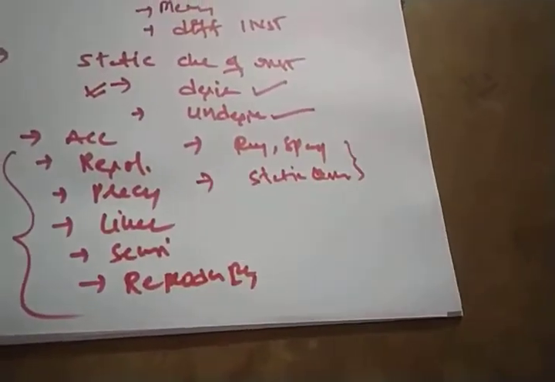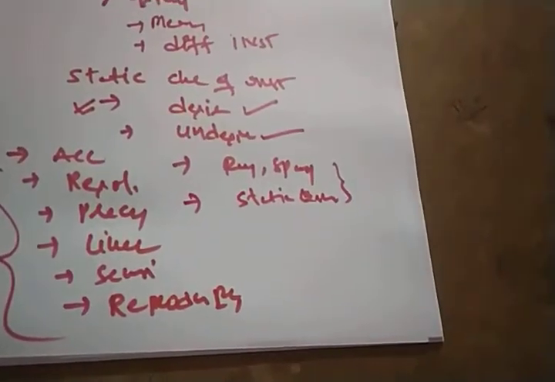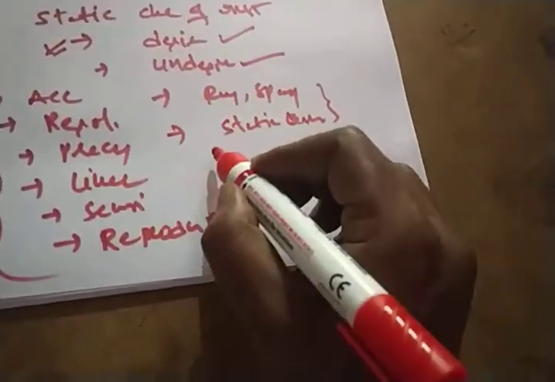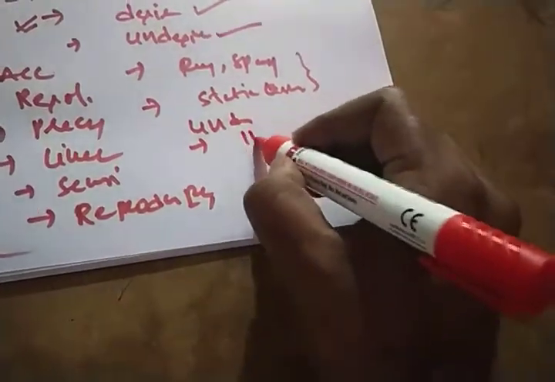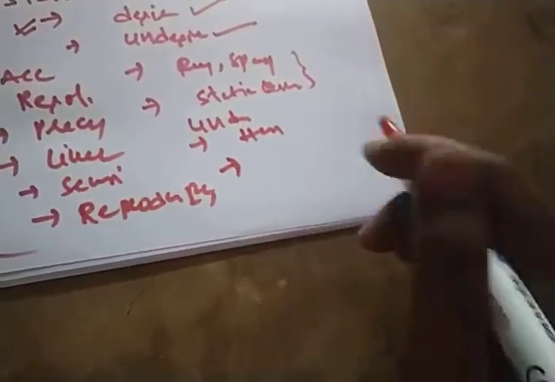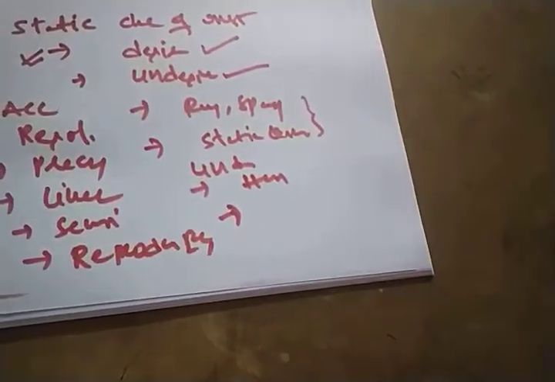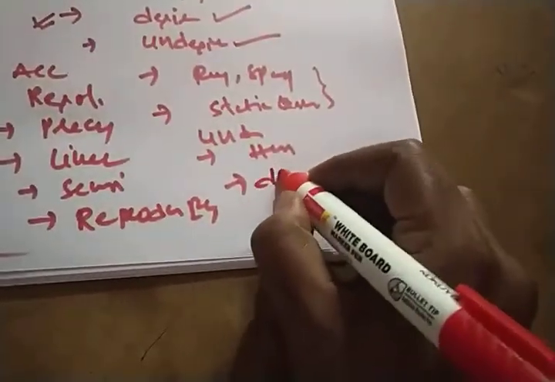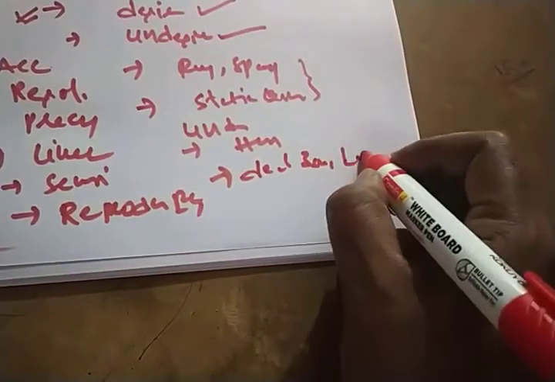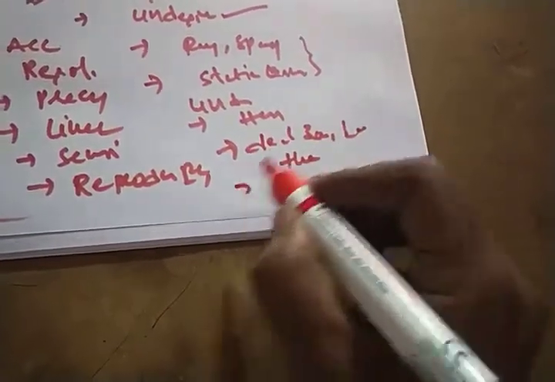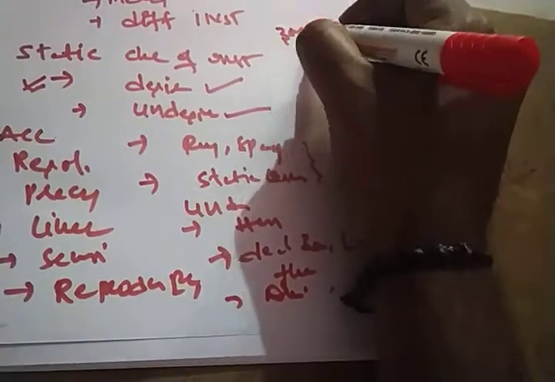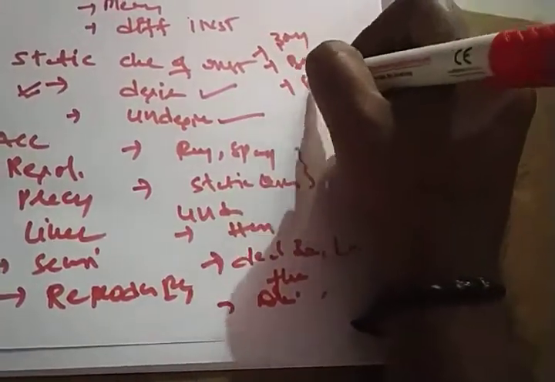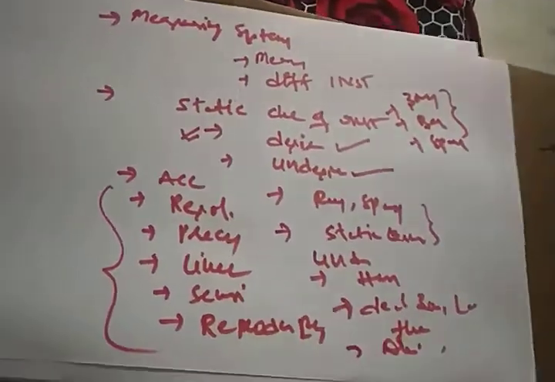We discussed each and every characteristic with neat examples also. And the undesirable characteristics are hysteresis, dead zone, dead time, threshold, and after that, drift. In drift, what are the different types of drift? Zonal drift, zero drift, and span drift. All these things we discussed successfully.